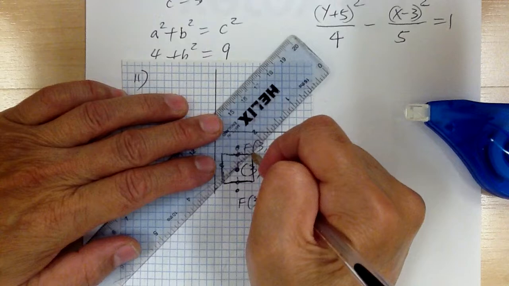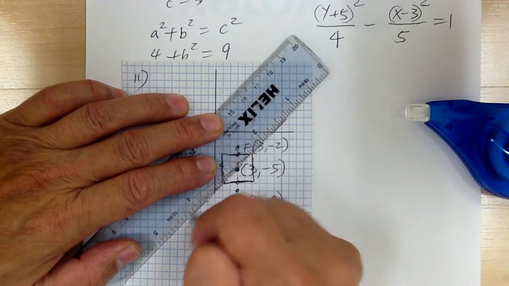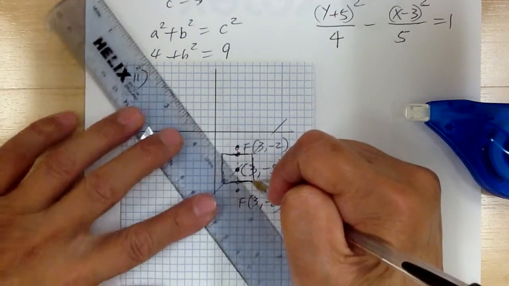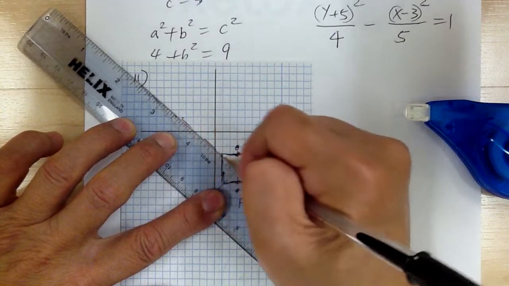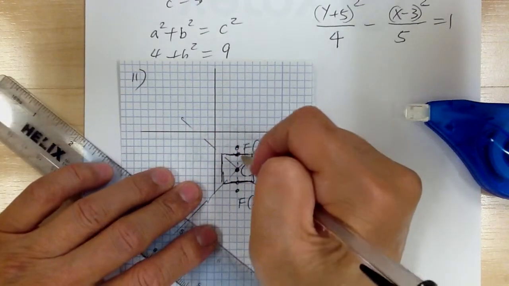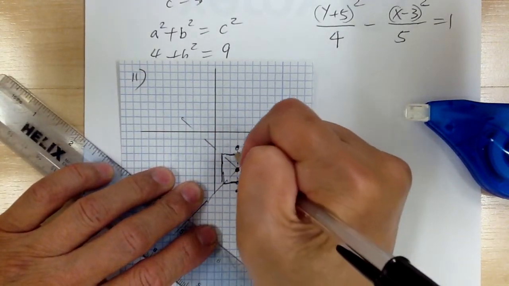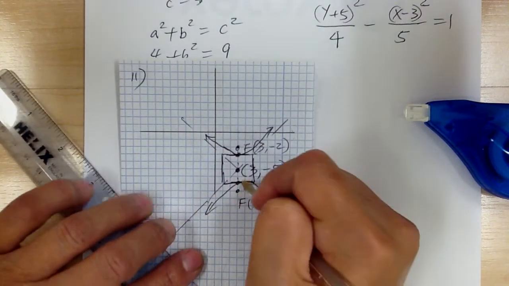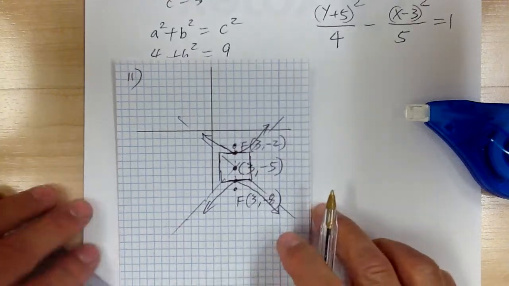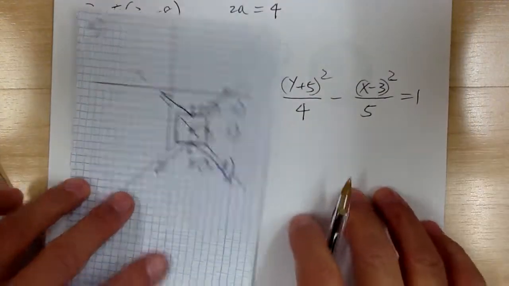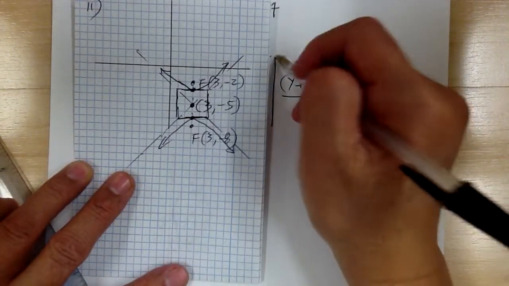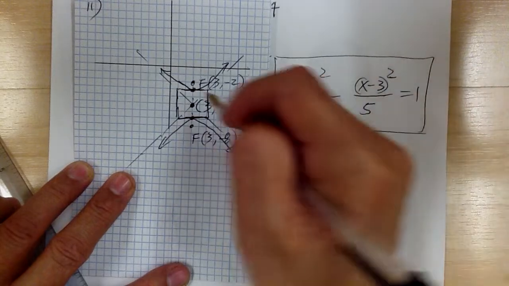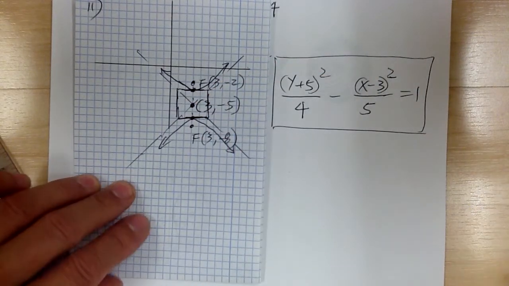And then you go and draw your asymptotes. Draw your asymptotes. And the graph will go here. Go here. Okay, so number 11, this is your equation and that's your graph. Okay, let's go to number 12.